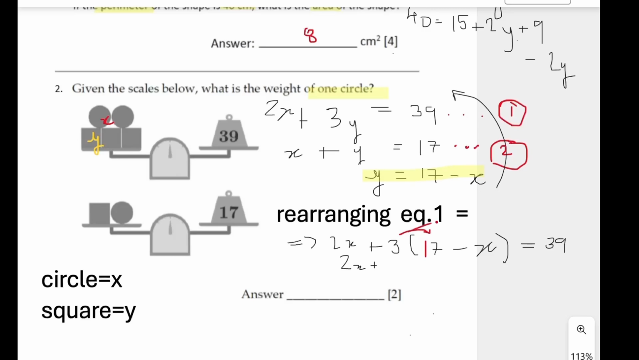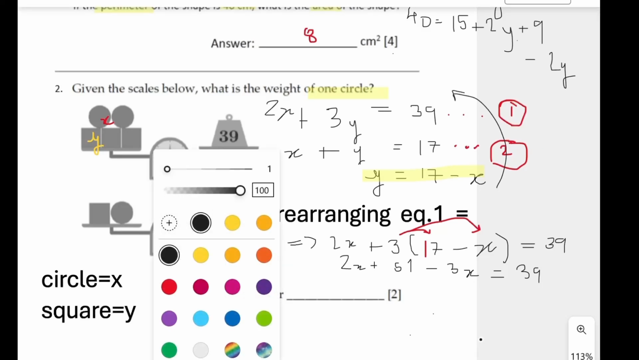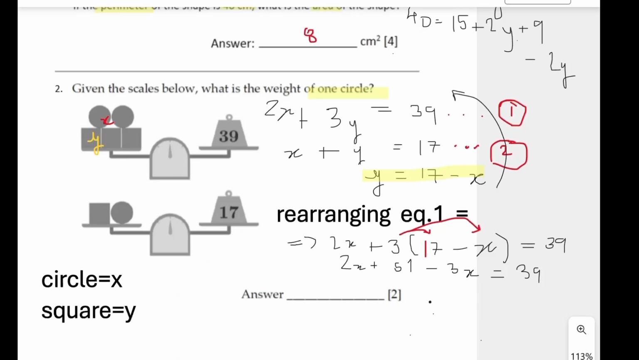Multiply it out and then multiply it out to give us 51 minus 3x is equal to 39. As we subtract 51 from both sides, let's solve for x on the left-hand side because variables are always on the left-hand side. We end up with 2x minus 3x is equal to minus x. Subtract 51 from both sides, we get minus 12.